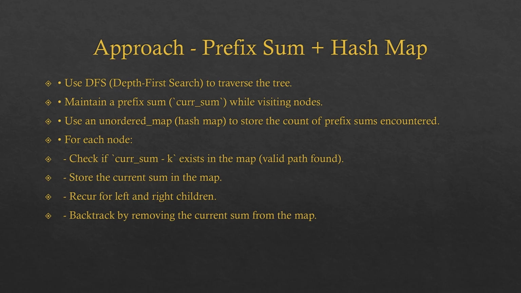a valid path. We store each prefix sum in an unordered map to efficiently track the frequency of sums encountered during the traversal. This approach ensures we capture all valid paths efficiently. After visiting a node, we backtrack by removing the current sum from the map.